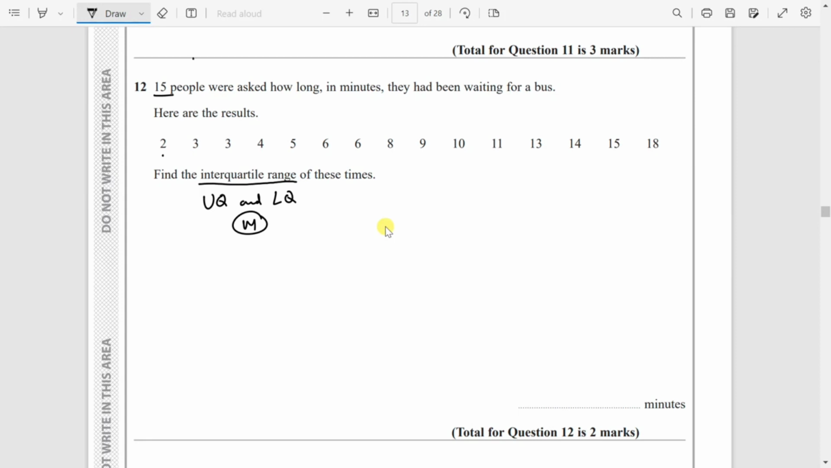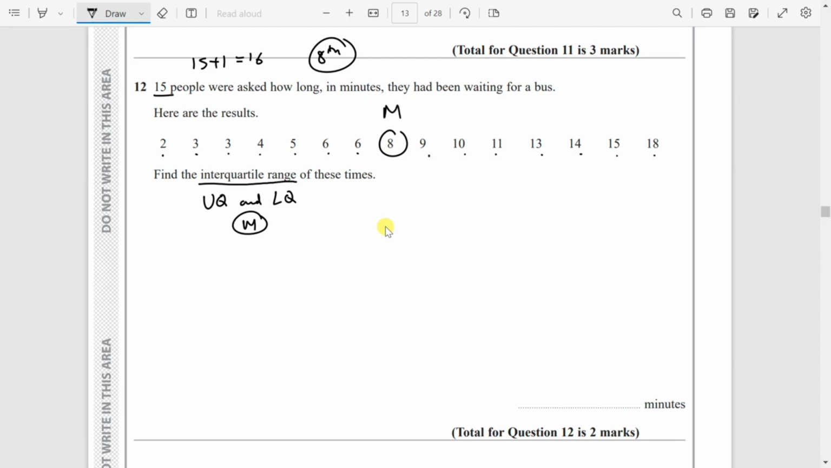Actually, the trick is you add 1. So 15 plus 1 is 16, and then you divide it by 2, which is 8. So we're looking at the 8th person. So you've got 1, 2, 3, 4, 5, 6, 7, 8. And just be careful, count 7 on the other side: 1, 2, 3, 4, 5, 6, 7. Yep, checks out. So this is the median.